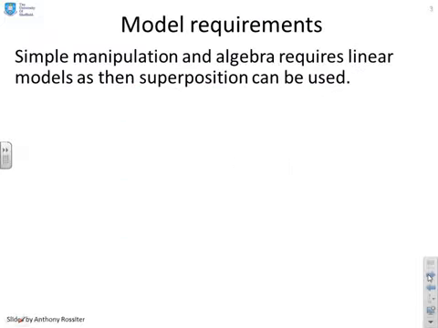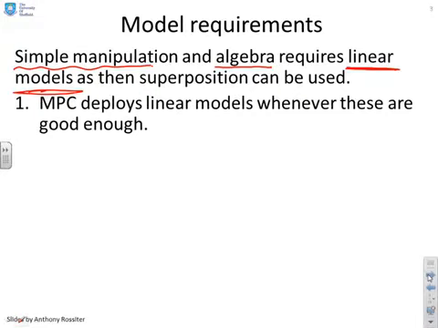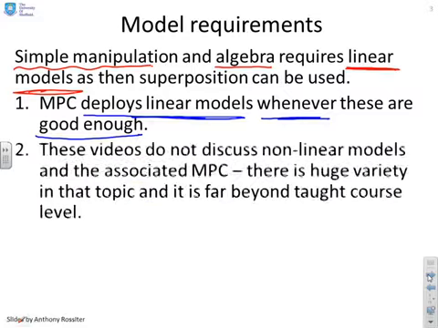Model requirements then. If we want to do simple manipulation and algebra, then what we really want is a linear model, because if you have linear models you can use superposition, and basically everything is a lot easier. Now, what you'll find when you look in the literature is that predictive control usually uses a linear model, but if we want to be more generic, what we're going to say is we will use a linear model whenever these are good enough. There will be times when a linear model is not good enough. That's beyond the remit of these videos, but you do need to be aware of that case.